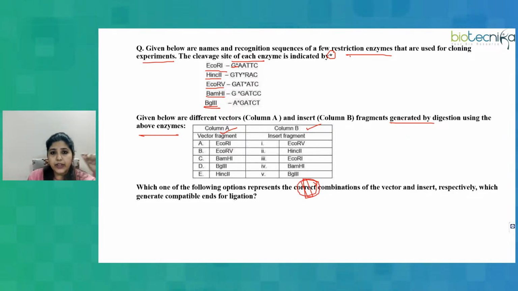See, these terms are very important, whether a correct statement is asked or an incorrect one is asked. Sometimes they mention one correct to incorrect statement or vice versa. So you have to choose the option which represents the correct combinations of the vector and insert, which generate compatible ends for ligation.